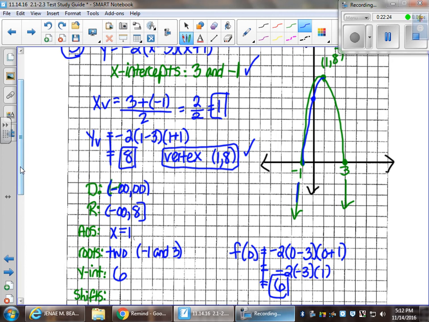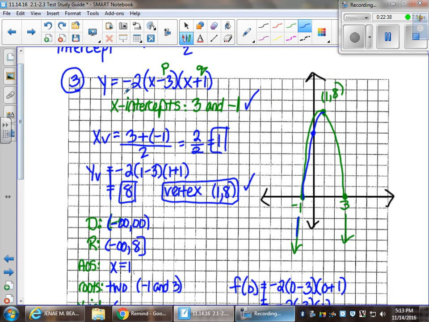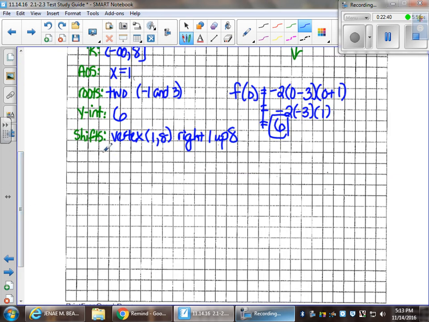All right, shifts. The vertex was 1, 8. What does that mean? That means right 1, up 8. Check A. What's A here? A is negative 2. So that would be opens down. I think I forgot to mention that on the other one. Opens down and more narrow.